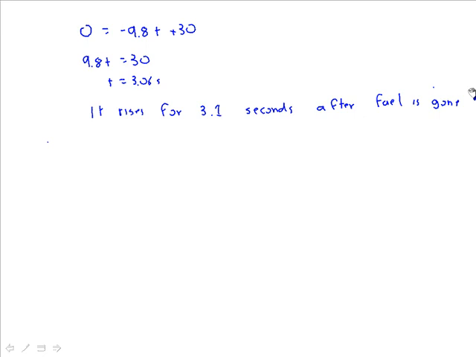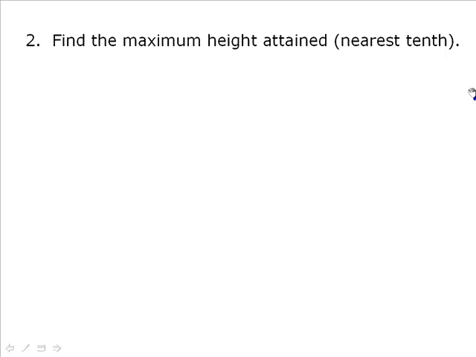Now for the next part of the question, find the maximum height attained. Now, we here have to note that it's a distance, a position question. So this means that we have to get the next derivative, or excuse me, the next antiderivative. So we know that the velocity function looks like this, and that happens to be equal to the derivative of the position function, and equal to negative 9.8t plus 30.